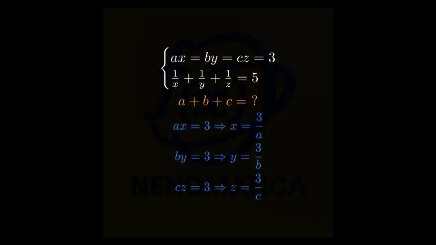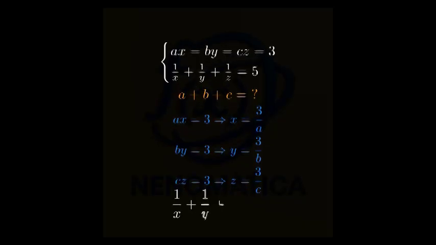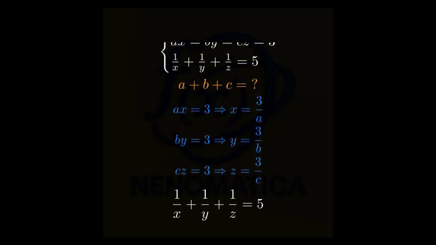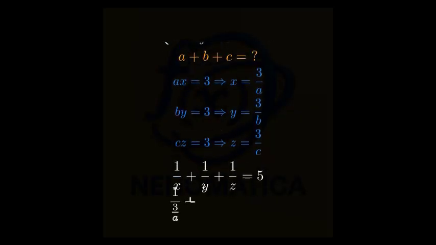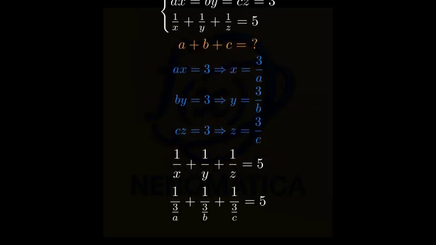Step 2. We now bring back the second relation, the sum of reciprocals. Step 3. Substitute x equals 3 over a, y equals 3 over b, and z equals 3 over c. Step 4. Taking the reciprocal of 3 over a gives a over 3, and similarly for the others. So we obtain a over 3 plus b over 3 plus c over 3 equals 5.